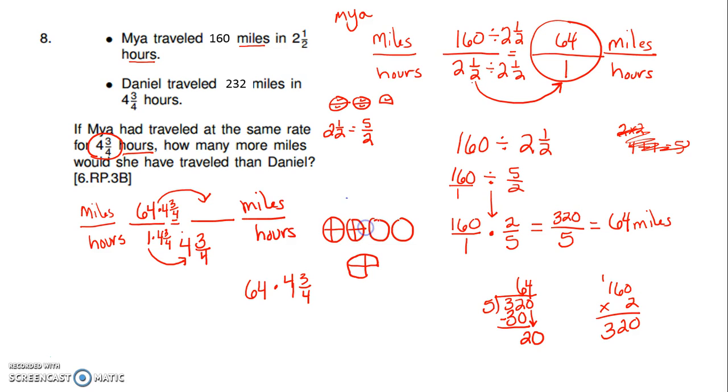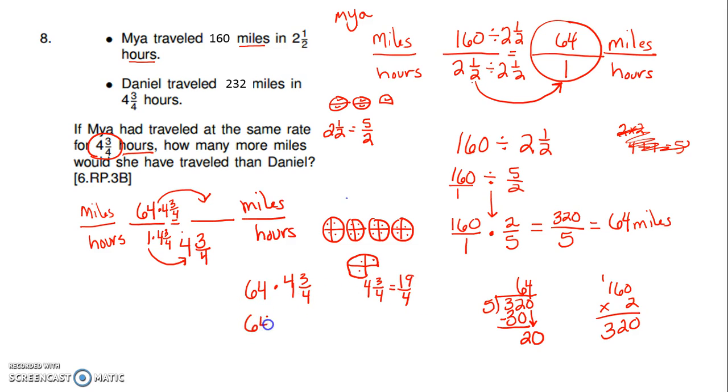I like to do visuals, so I just draw out 4 whole circles and 3/4 of another, break them all up into fourths, and then I just count up. 1, 2, 3, 4, 5, 6, 7, 8, 9, 10, 11, 12, 13, 14, 15, 16, 17, 18, 19. Woo! 4 3/4 is the same as 19/4. That's what this visual shows us.